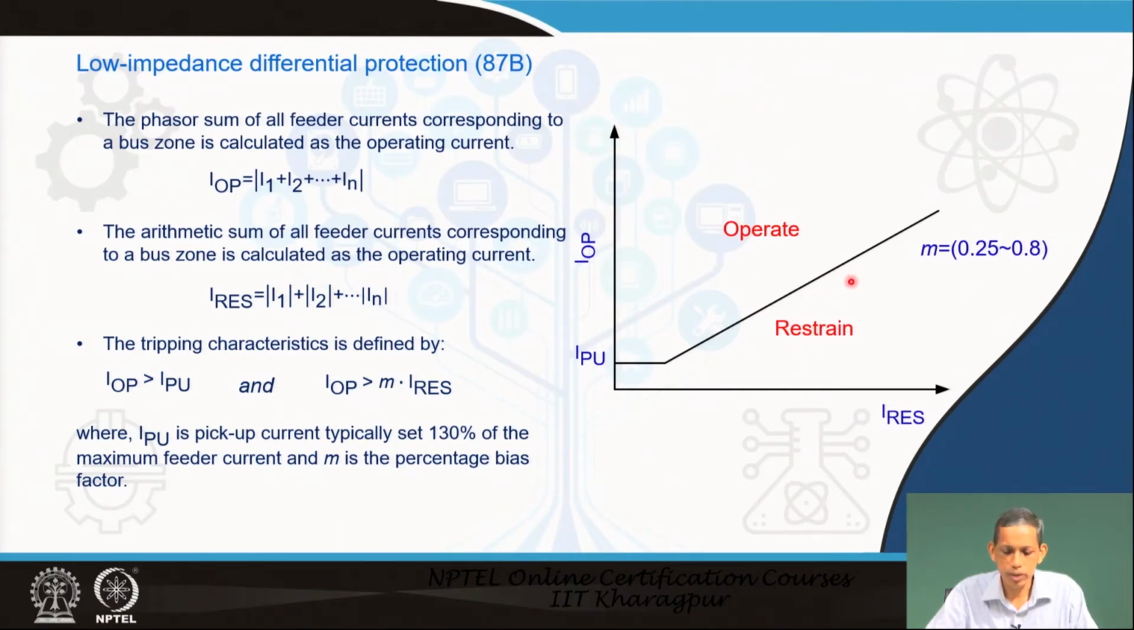This slope remains typically between 0.25 to 0.8 and maybe higher also, and the IPU, the pickup current, is typically set at 130% of the maximum feeder current, where M is the percentage bias. So 130% of the maximum feeder current; there may be multiple feeders, so we have to consider in which feeder we have the maximum current.